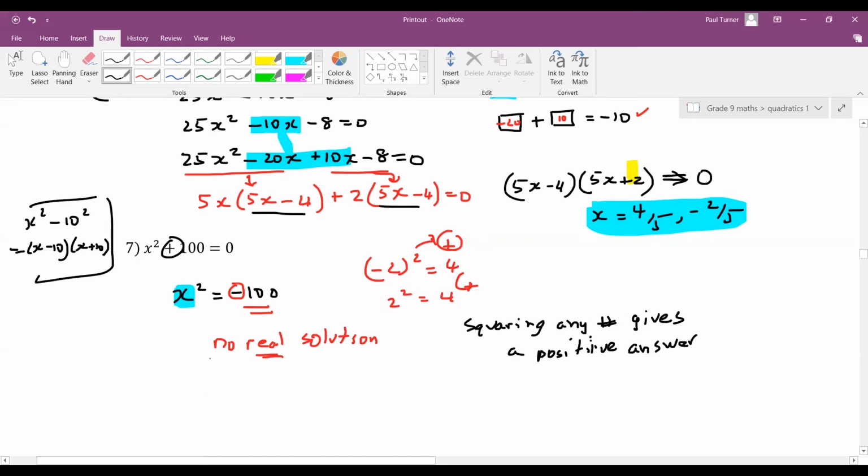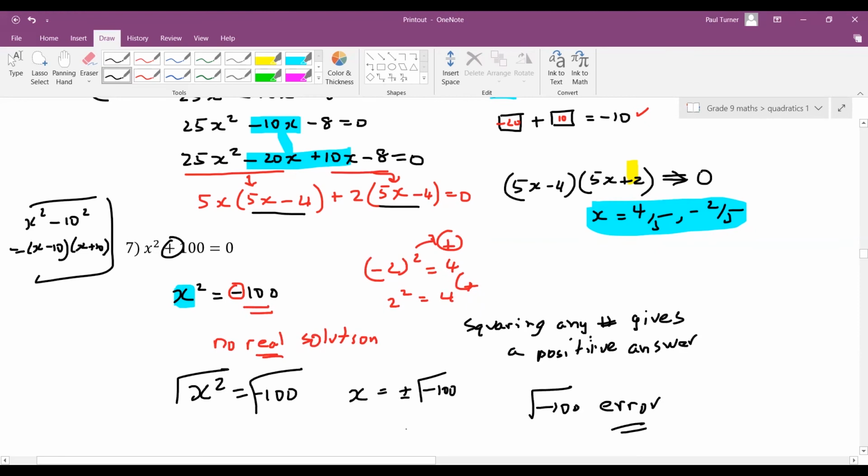So if you tried this in your calculator, we've got x squared is minus 100, and then we square root both sides, x will be plus or minus root minus 100. But if you do this in your calculator, and you can try that yourself, you'll get an error, because there's no number that exists that when you square it, you'll get a negative answer. So you can't square root negative numbers. In this case, there's no real solution for that one.